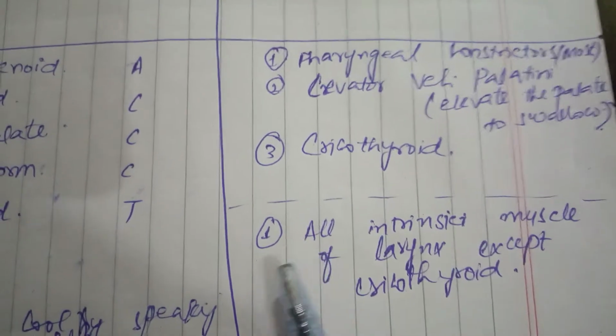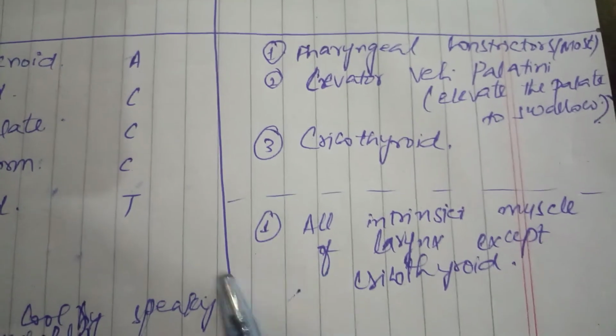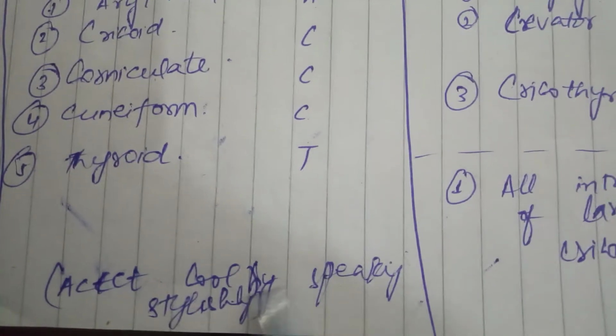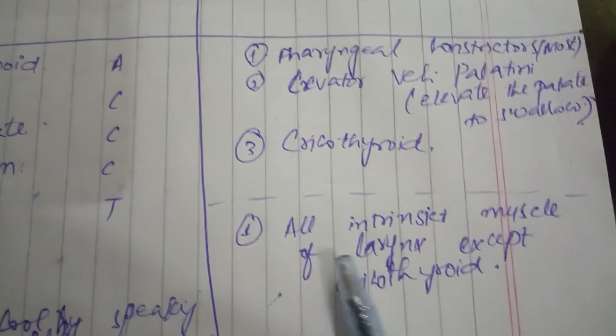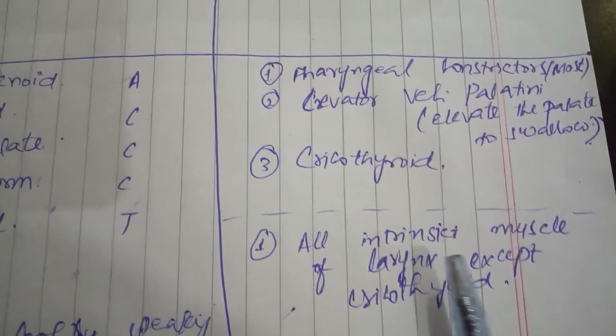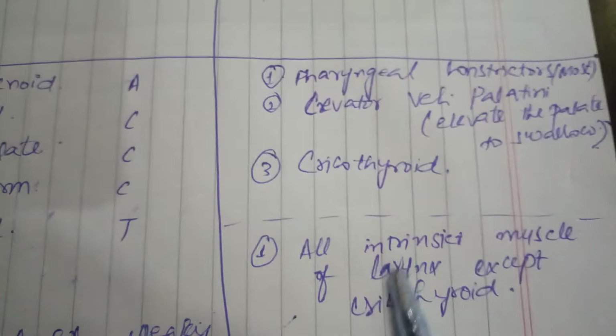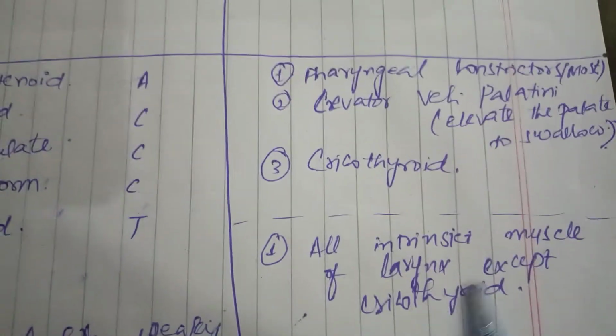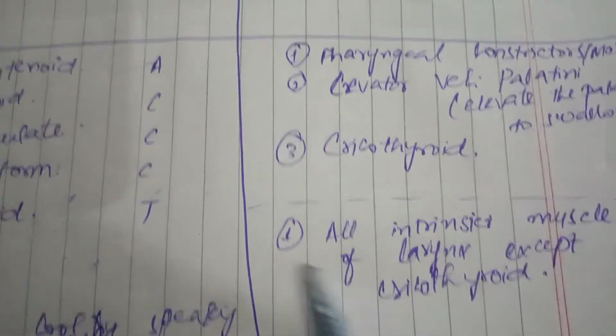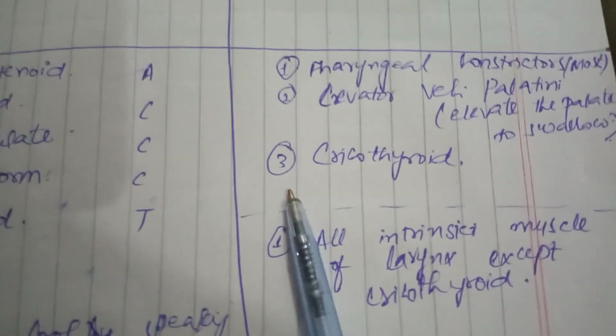So we made a mnemonic for that: speak. Act cool by speaking stylishly. So act cool by speaking. Speaking means all the muscles that are used in speaking, for the larynx. So all intrinsic muscles of the larynx except cricothyroid, because the cricothyroid arises from the fourth pharyngeal arch.